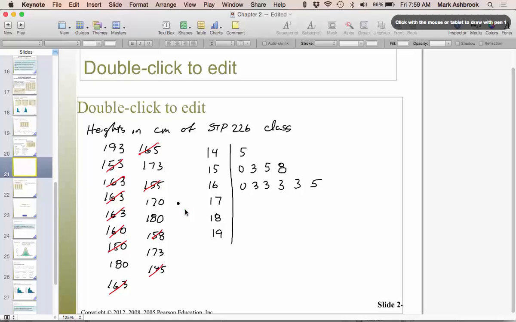Okay, 170s. A 0 and 2 threes. Anything else? Okay, and so that's 0, 2 threes. 18, 2 zeros, and then 3. Okay, make sense?